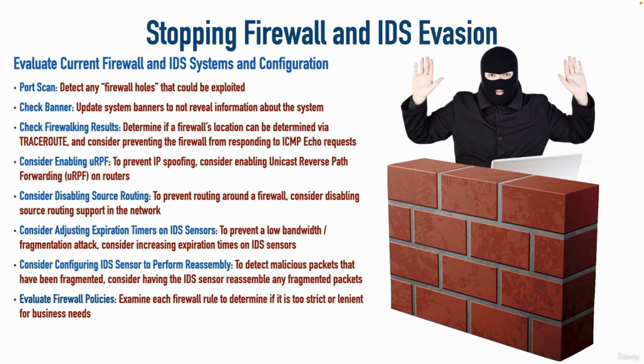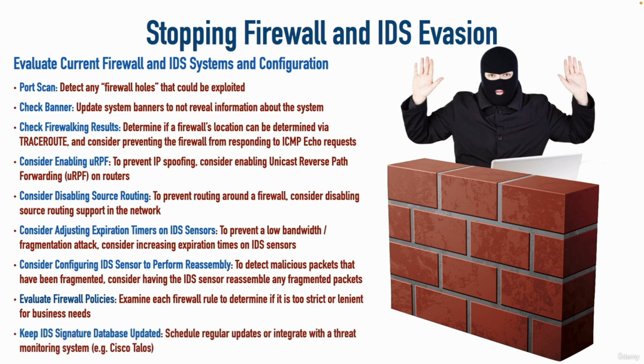And one of the big things we need to do with an IDS sensor is keep that signature database updated. We might have a routine where we periodically, maybe on a weekly or maybe on a daily basis, update the signature database, or the IDS sensor might support a service where it can get near real-time information from a threat monitoring system on the internet. One we mentioned earlier, something that Cisco uses, is called Cisco Talos. And that's a look at some best practices for how we can help protect a network against an intruder evading our firewall or IDS sensor.